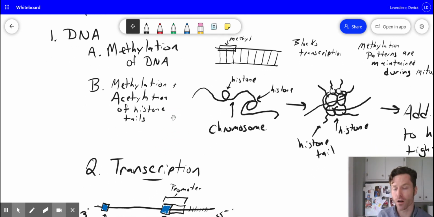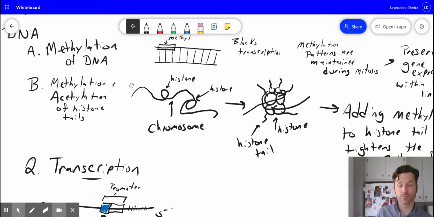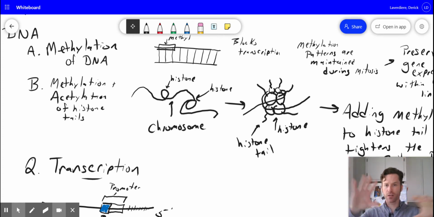Alternatively, we can also methylate or acetylate the tails of the histone proteins that we find in the chromosome structure. If you recall the chromosome structure that we talked about a couple videos ago, there are these histone proteins that work kind of like fishing reels for the chromosome. The chromosome will wrap around the histone a couple times and then come out the other side. And so there's a bunch of these histone proteins along the length of the chromosome.